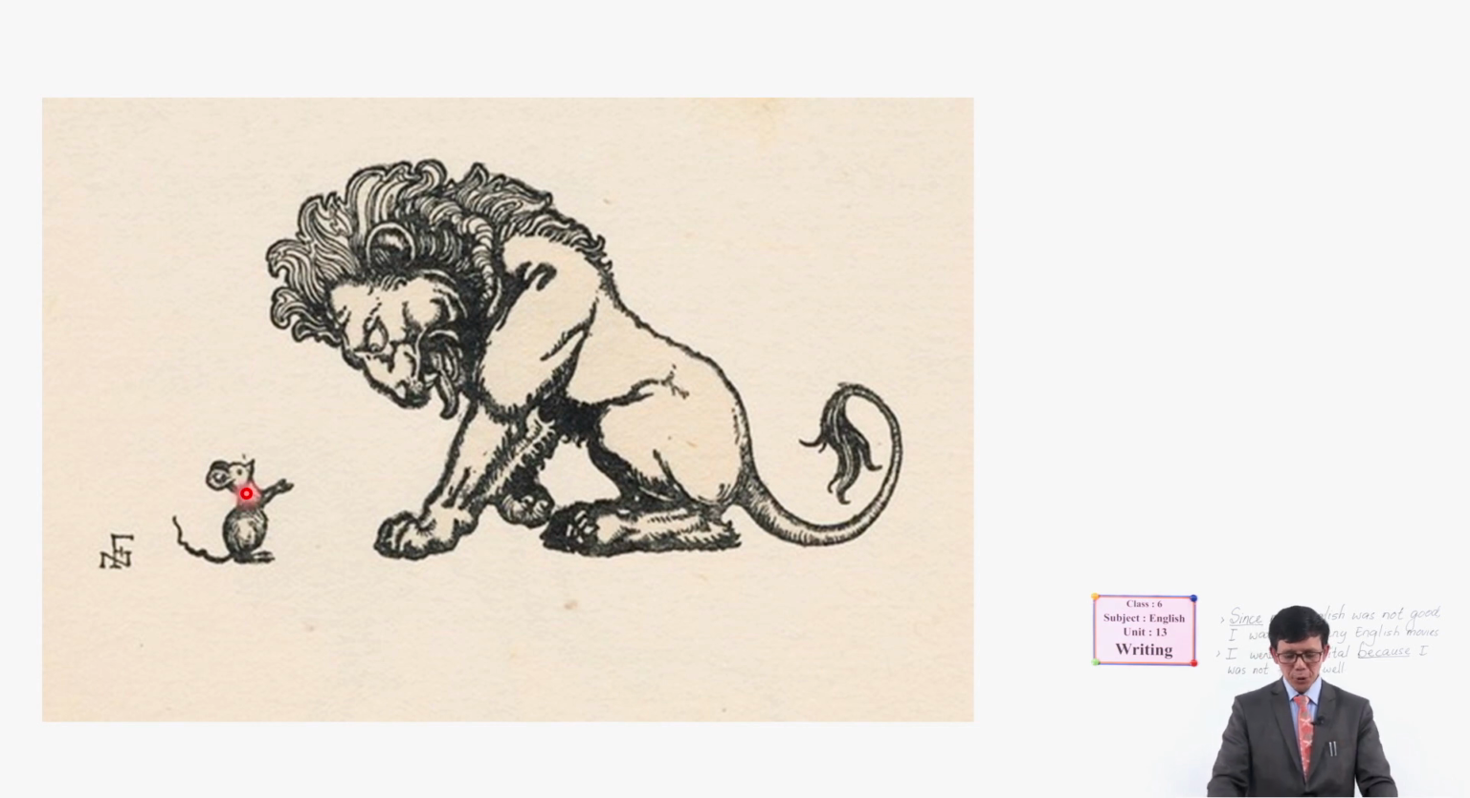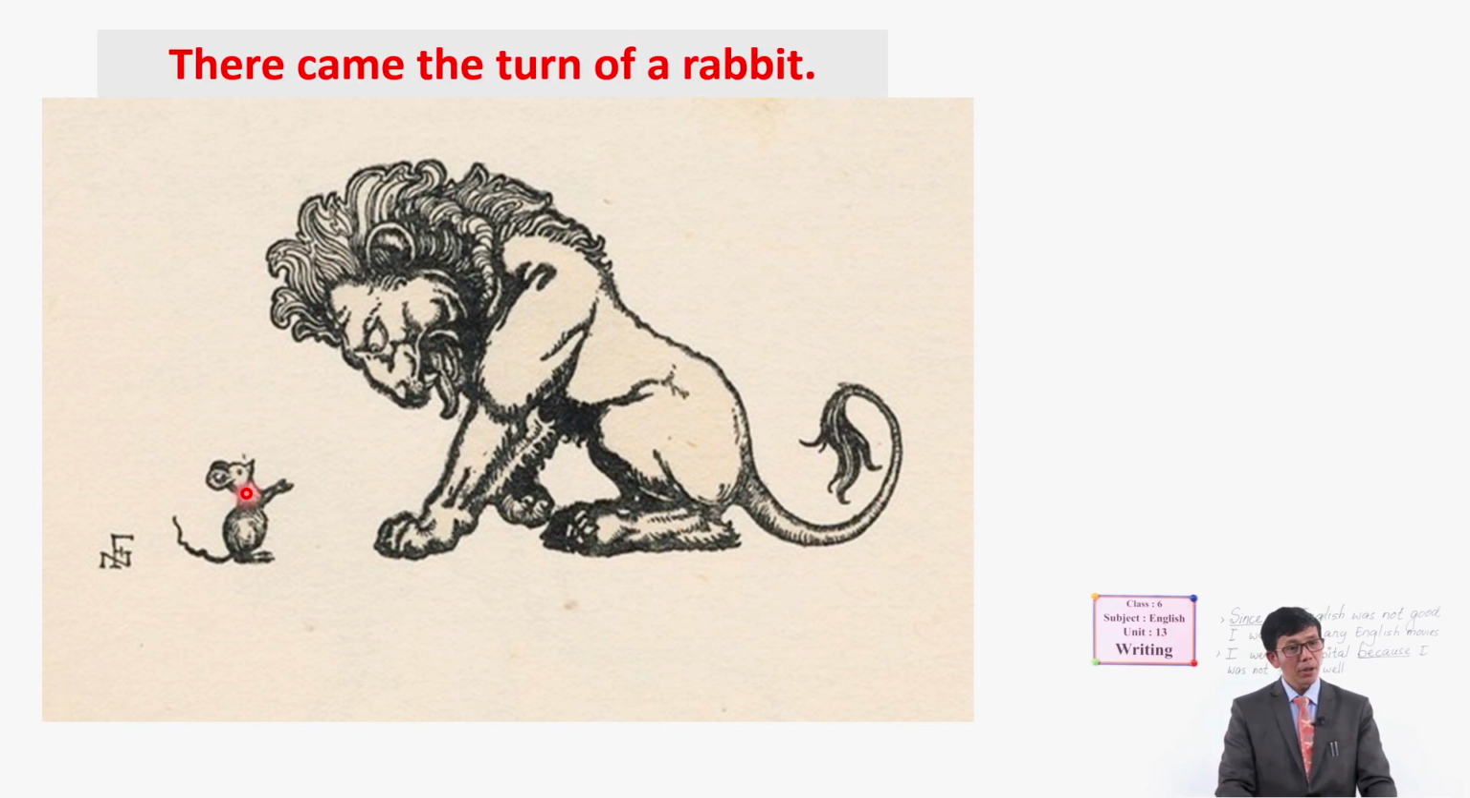Very good. So you can say, there came the turn of a rabbit. You can see a small rabbit there, okay? And oh my God, look, a very dangerous lion is there, and you can see a small rabbit. Right, okay. So you can see a small rabbit and the lion, okay?